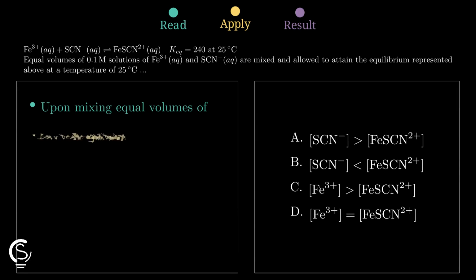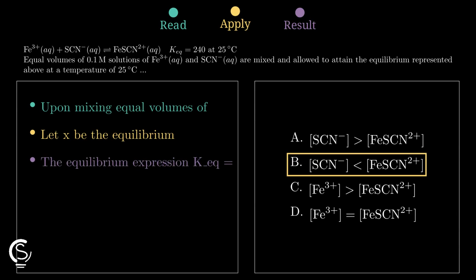Finally, because the equilibrium constant is much greater than 1, the concentration of the product must be higher than the remaining reactants. This logic makes option B our final winner.